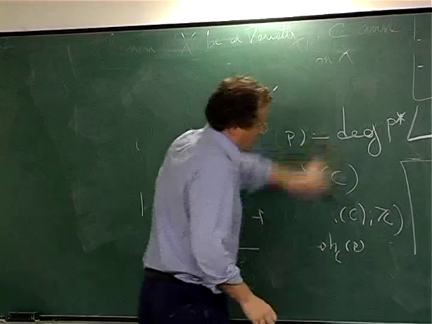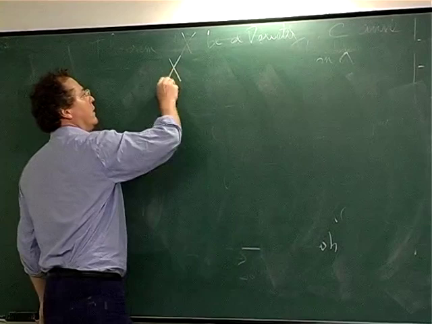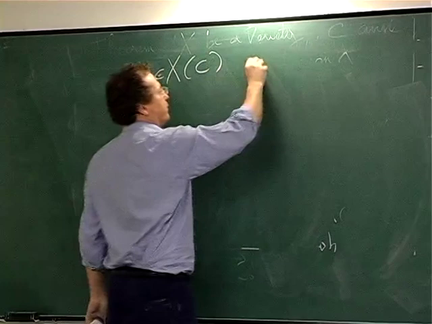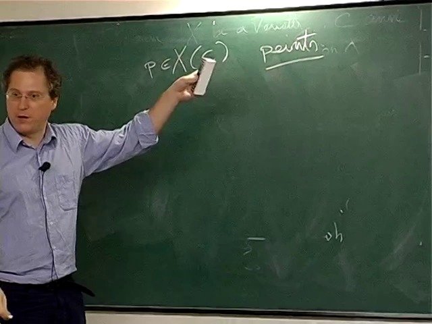I should go much faster. I want to explain why I call elements of X(C) points. And this will be clear. We will start from here next time.